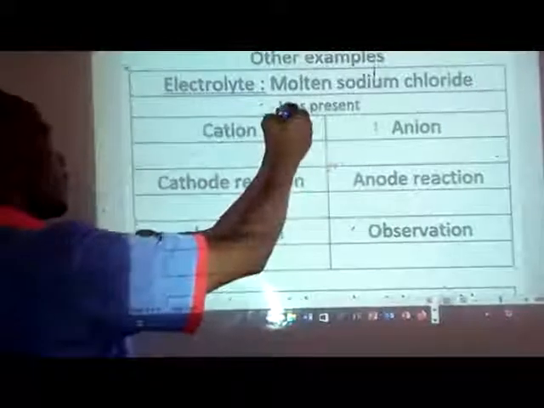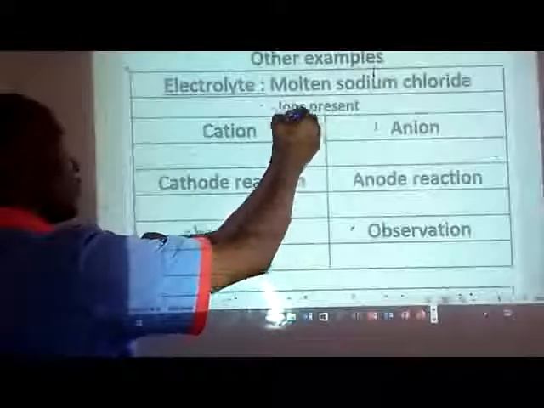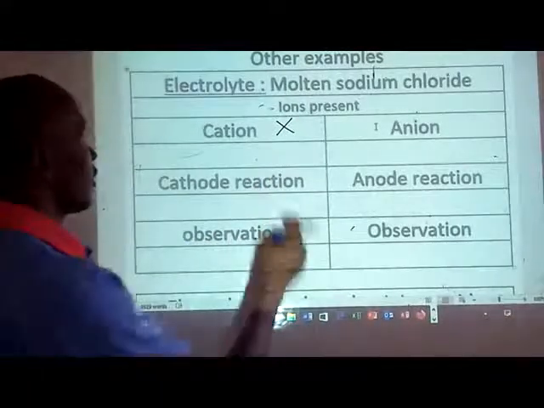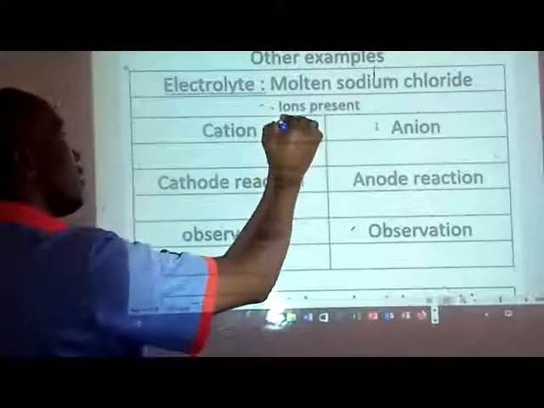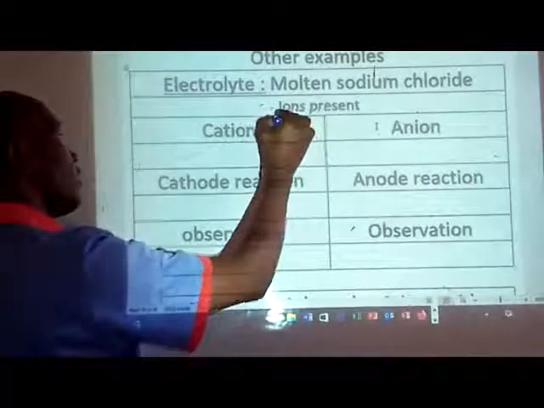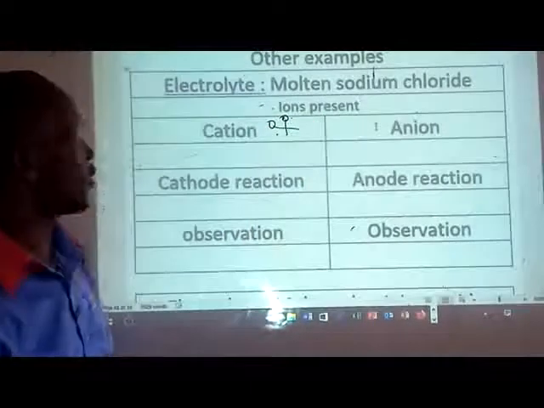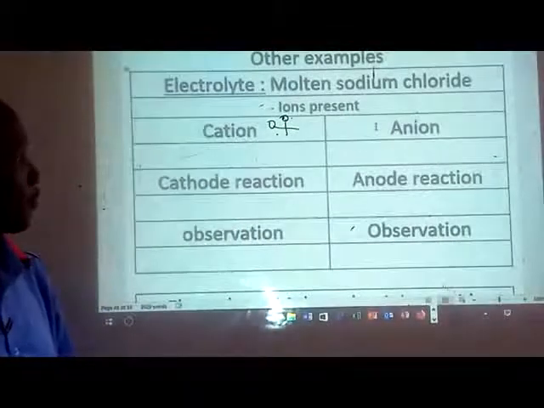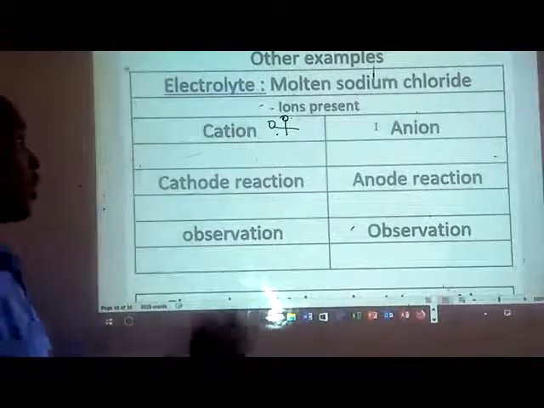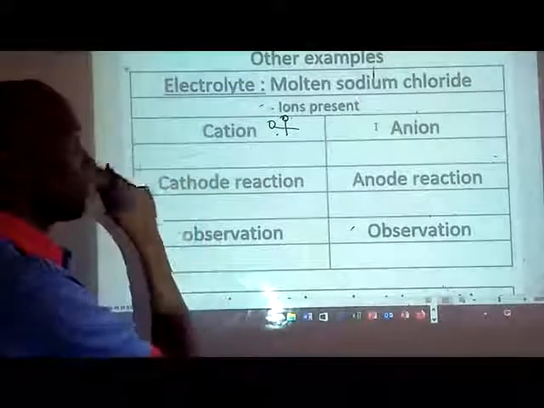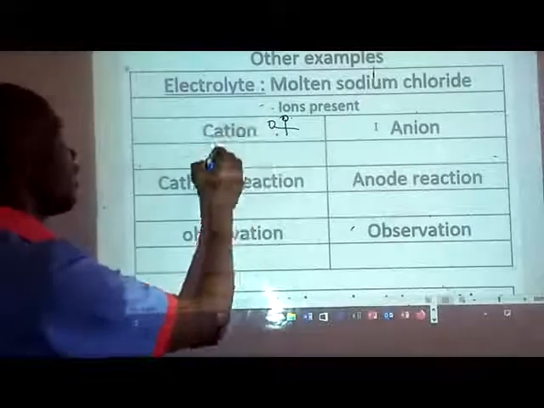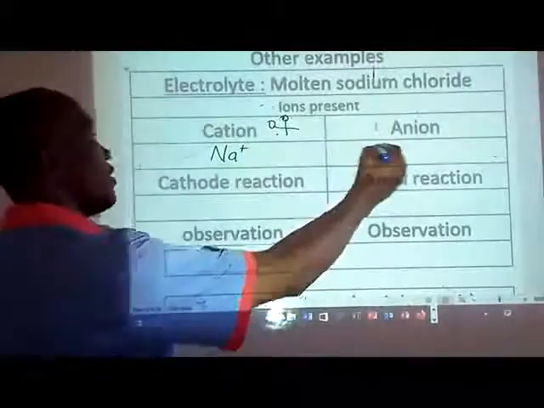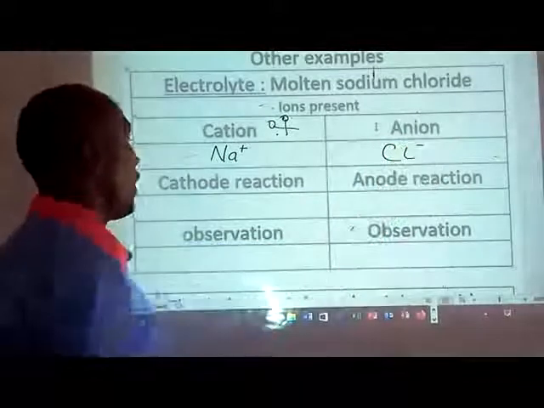The cations will cut you. They're just like scissors. This one, it will cut you. They are cations. So the cations are positive. So the positive ions here are the sodium ions. The anions are negative. They are the chloride ions.